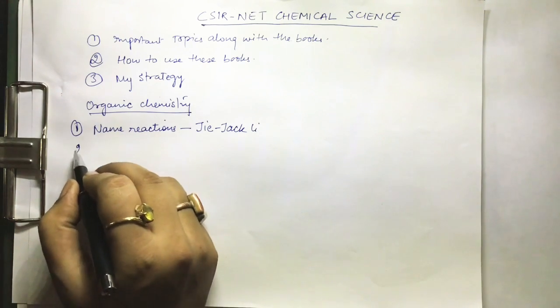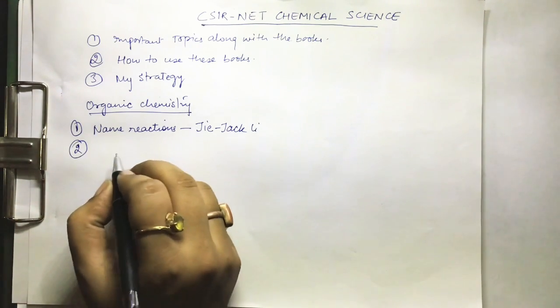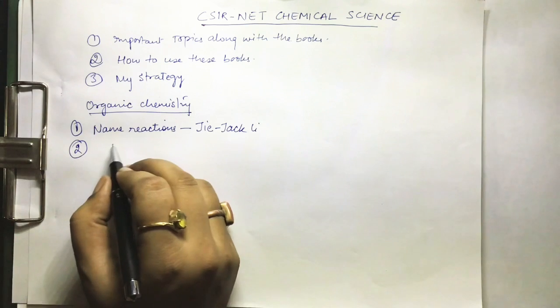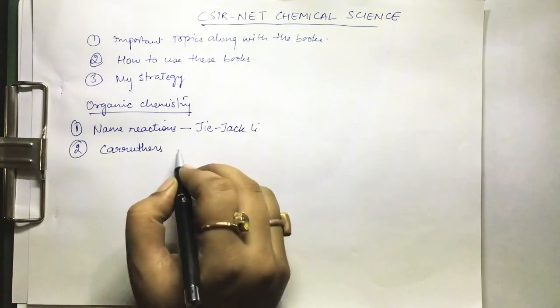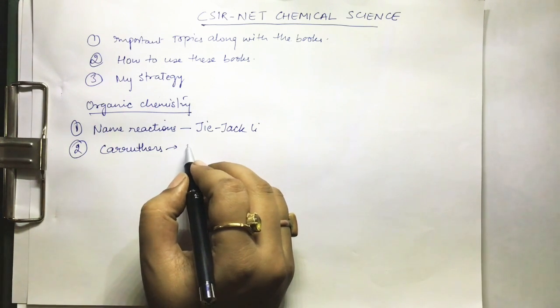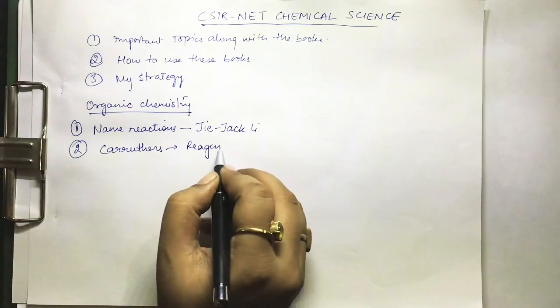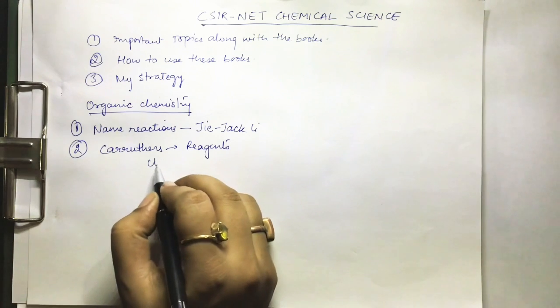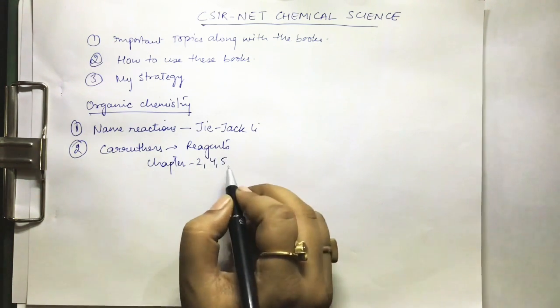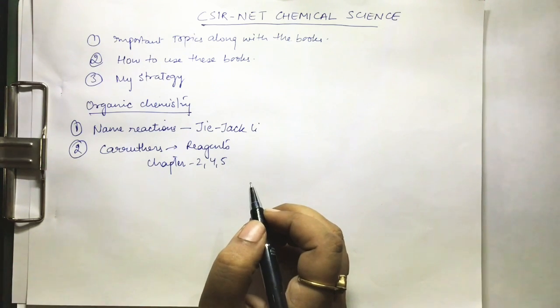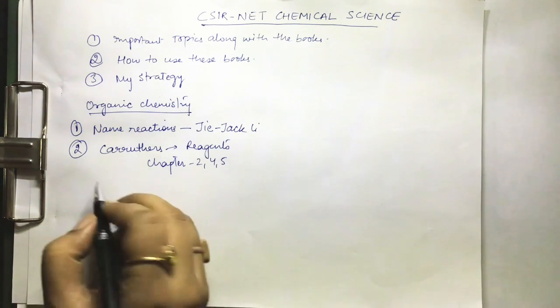Then secondly, you can follow Caruthers, specifically for reagents. You must study chapter 2, 4 and 5 of Caruthers. Do not leave these 3 chapters. These are very important chapters.